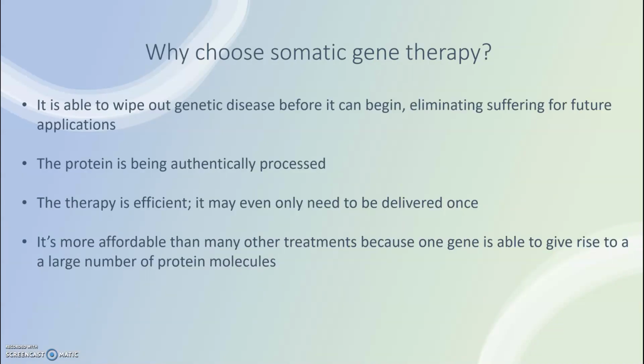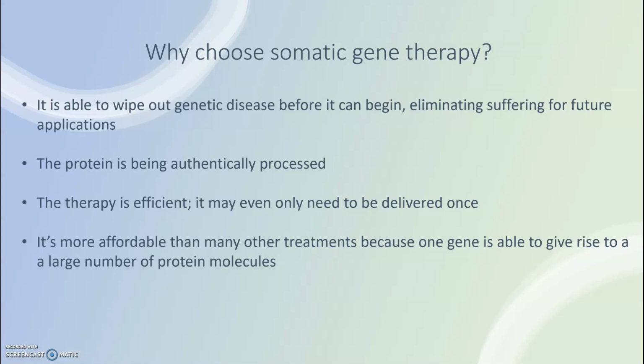So why choose somatic gene therapy? Somatic gene therapy has been proven to have many benefits. First of all, the protein you're using is being authentically processed, and it is able to wipe out genetic disease before it can begin. This eliminates the suffering for future applications that many treatments usually have. The therapy is also efficient. It may only even need to be delivered once.